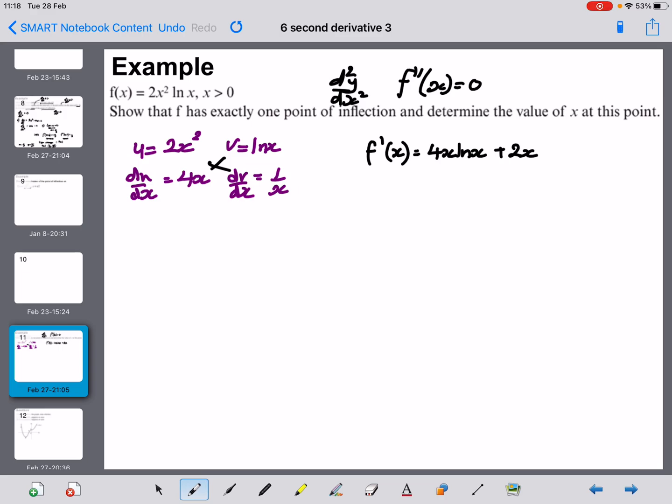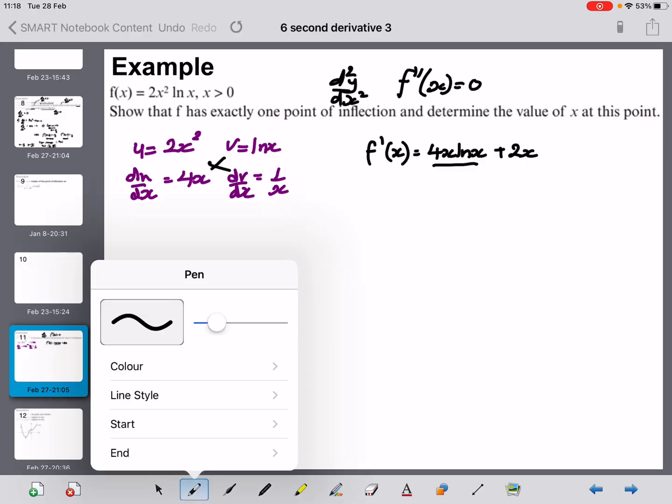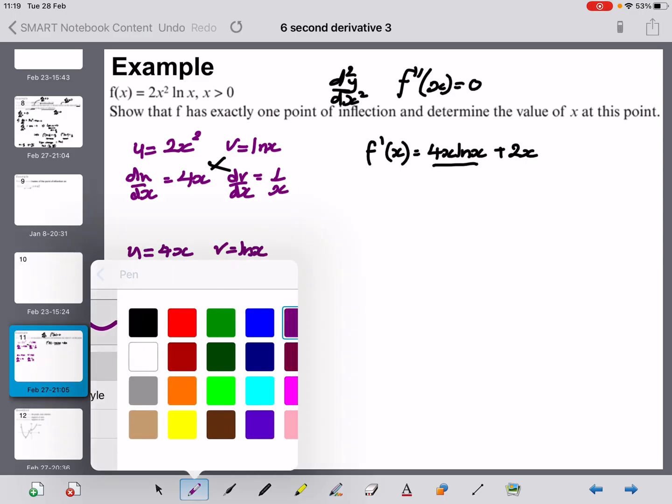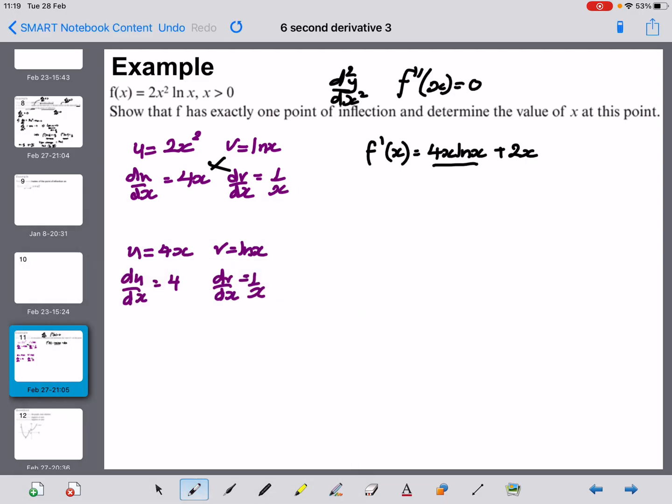Okay, now this is another product, so we're going to have to do the product rule again for the 4x natural log x. So if I say u equals 4x and v equals natural log x, du by dx is 4, dv by dx is 1 over x. So now I can do the second derivative.